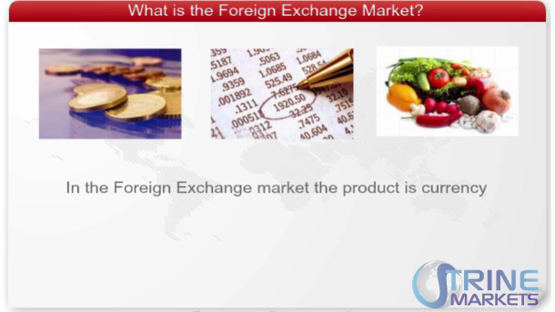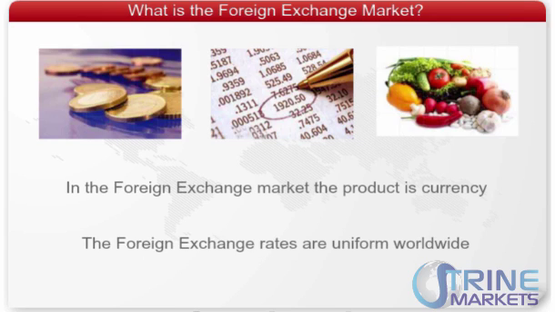Currency exchange rates are uniform throughout the whole world. If the exchange rate of the euro in relation to the USD is 1.5220 in London, it will be 1.5220 in Congo, New York, Australia, and Hong Kong.